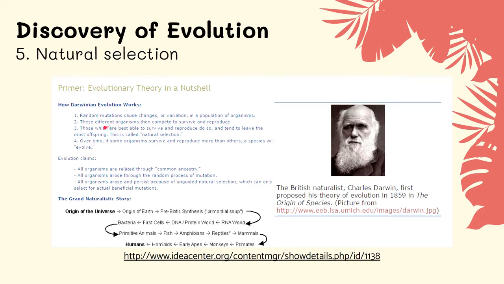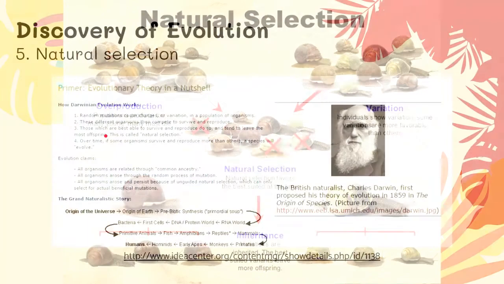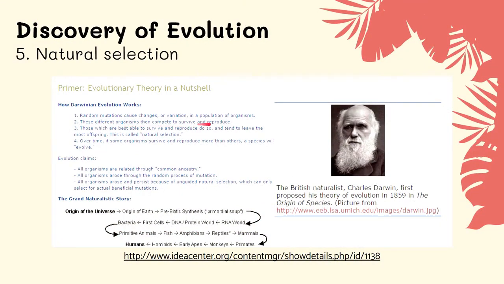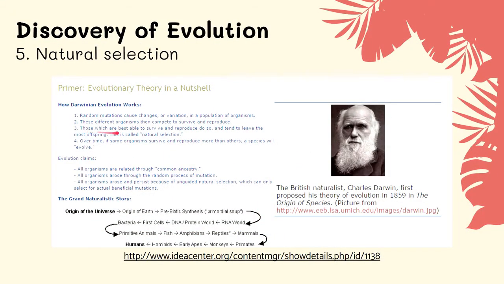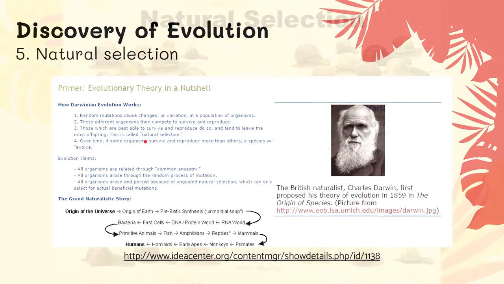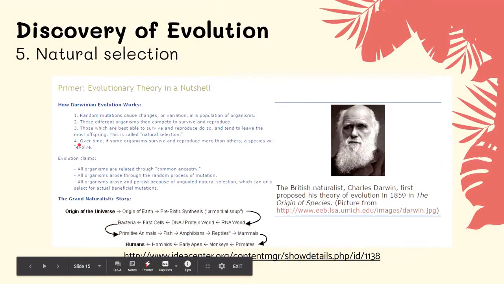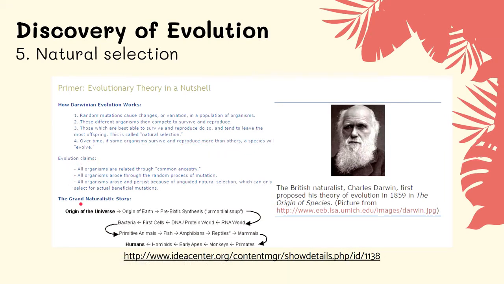So again, this is how Darwinian evolution works in a nutshell. Random mutations can cause variation in a population. These different organisms compete and survive to reproduce. Those best able to survive and reproduce tend to leave the most offspring. So that's natural selection. And over time, if some organisms survive and reproduce more than others, a species will evolve. You can visit this website, ideacenter.org, for more information about evolutionary theory in a nutshell.